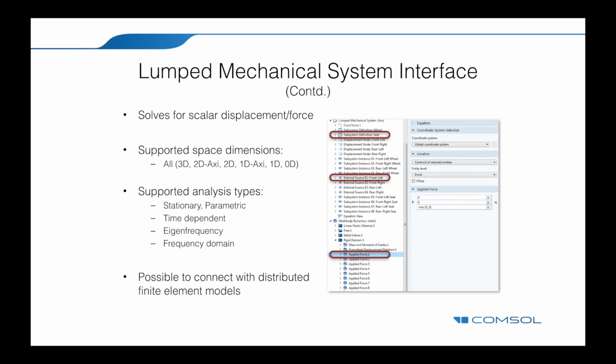And here in a subset you can see that we have a multibody dynamics physics interface where a so-called applied force is set up, and that force comes from the lumped mechanical system interface. Under the applied force node you can enter the vector components to the desired set.